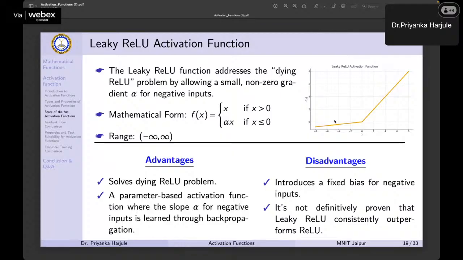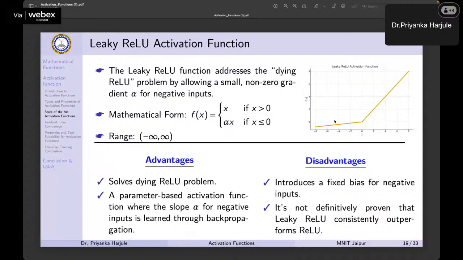So the biggest advantage is that it solves the dying ReLU problem. It doesn't get stuck in the vanishing gradient problem. Small gradients for negative values, so the learning continues and the slope, the alpha in the leaky ReLU, can also be learned. Okay. So these are the advantages.